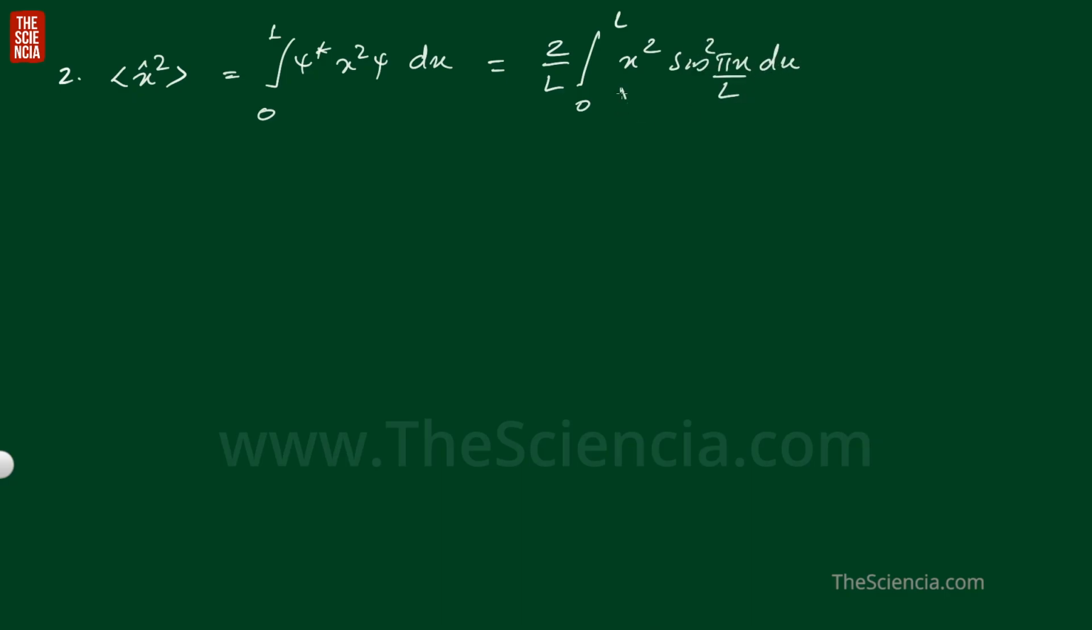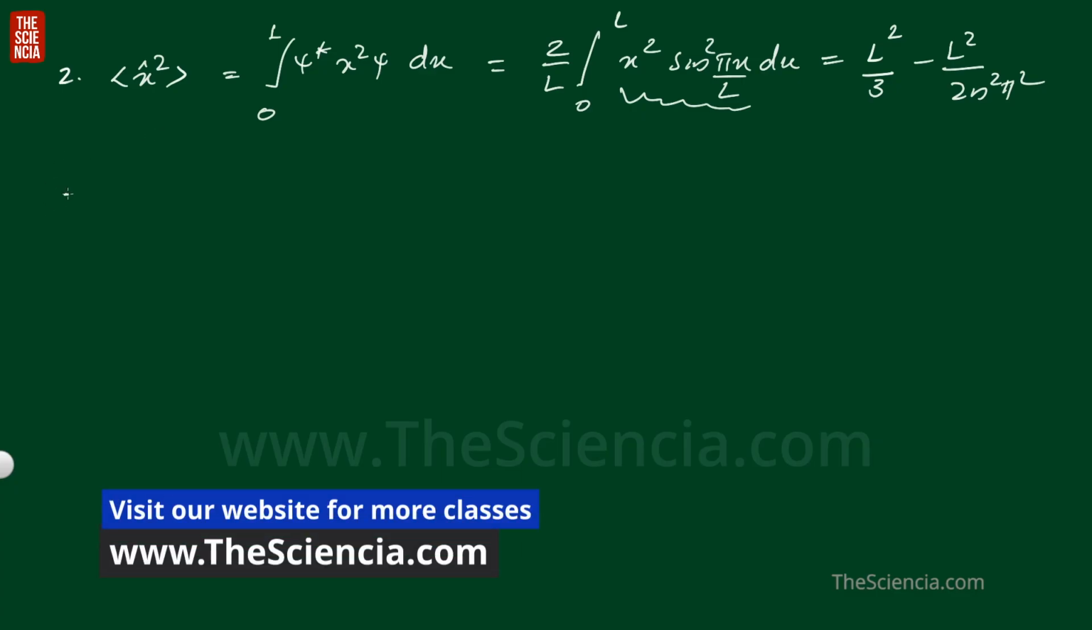Second one, expectation value of x square, that is equal to integral 0 to L psi star x square psi dx, that is equal to 2 by L integral 0 to L x square sin square pi x by L dx. This integral also we already solved and we got the answer as L square by 3 minus L square by 2 n square pi square. This one also we solved earlier. Okay, are you remembering?